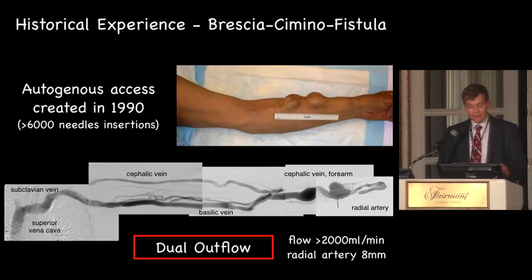So here is the historical experience of the typical Brescia-Cimino fistula. Access has been used for 25 plus years, has great flow, and at the elbow, you see that the vessel from the forearm diverges into 3 vessels: cephalic, basilic, and brachial veins outflow.